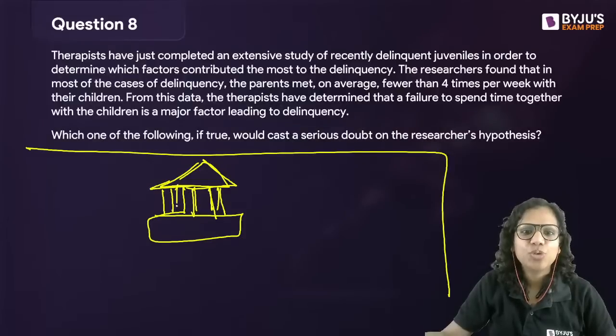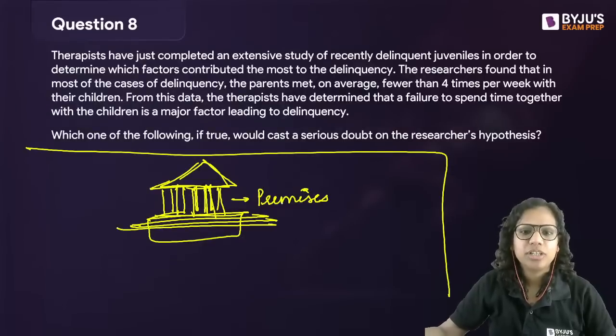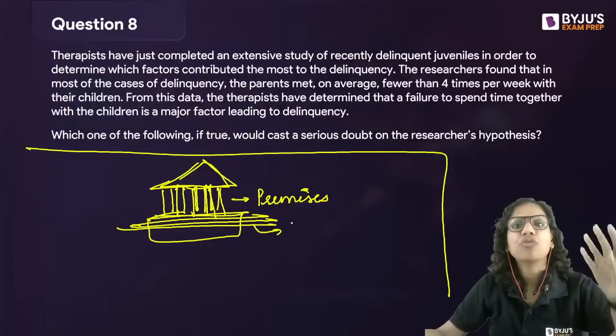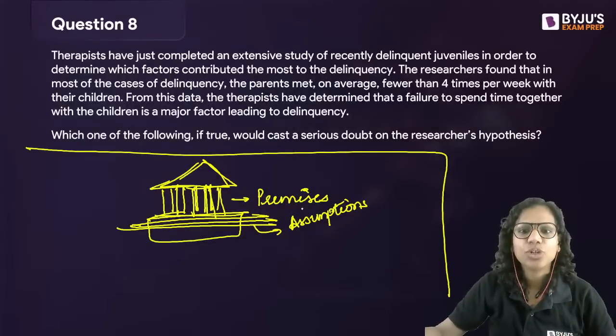Okay. So when you want to strengthen a house, how will you strengthen the house? You'll probably add more pillars. Yes, these pillars are your premises. Then you'll probably make the foundation more solid. If the foundations are assumptions which were so far hidden, you'll make them visible. Right? That's one way to do it. Make the assumptions visible. Don't let them stay hidden. So that's how you strengthen.